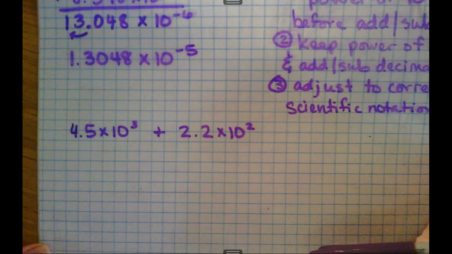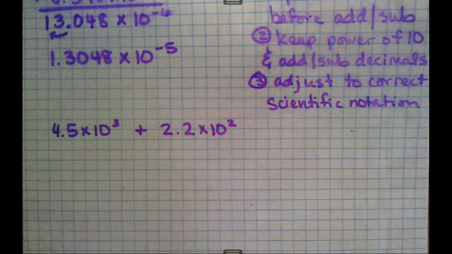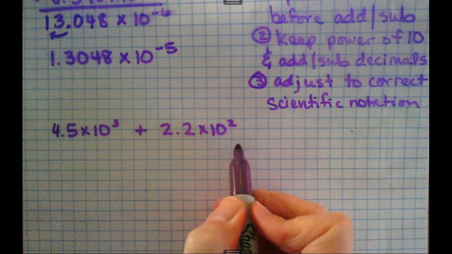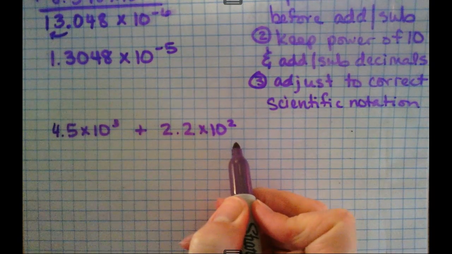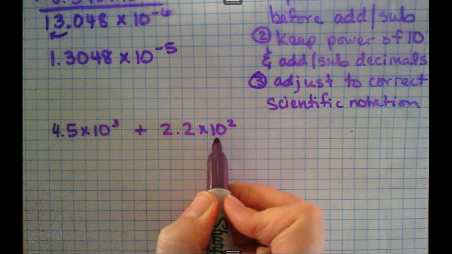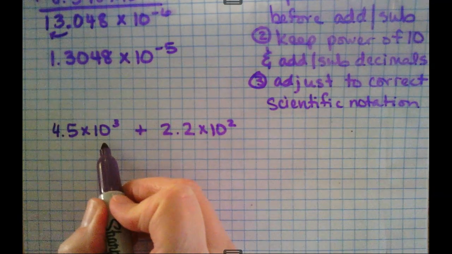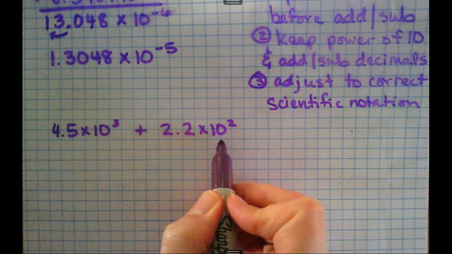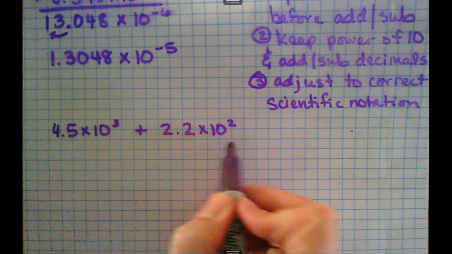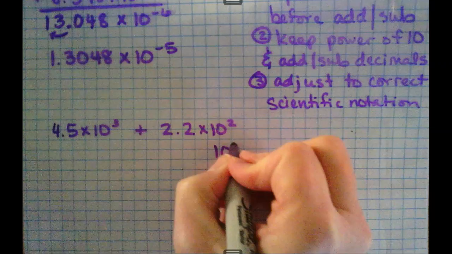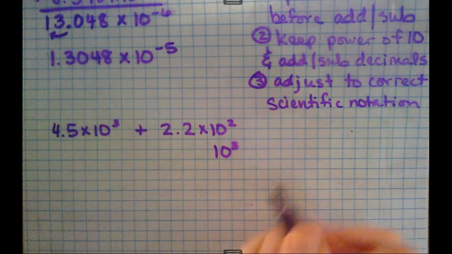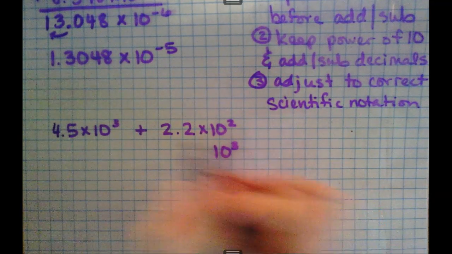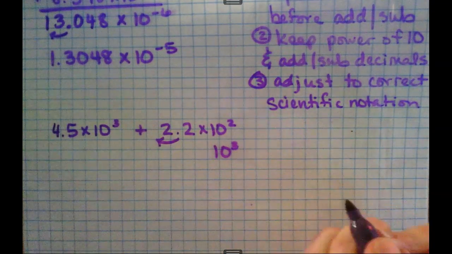The second example, 4.5 times 10 to the 3 plus 2.2 times 10 to the 2. These are both written in scientific notation, but this one is not the same as that one. So again, I'm going to move my decimal. I'm going to make this one different. I'm going to make it larger, a larger power of 10 to match the 10 to the power of 3 over there. So that means if I made my exponent greater, I need to move my decimal to the left.